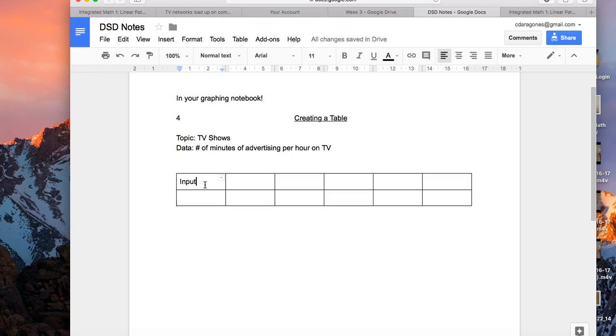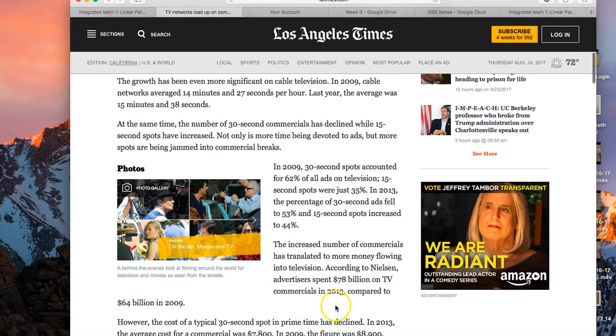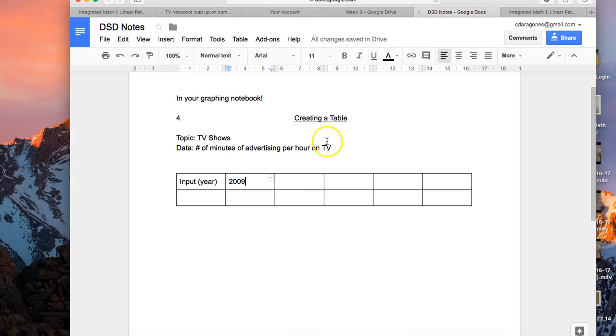For me, my data that I'm looking at is yearly, so the input is actually going to be the year starting in 2009. So unfortunately, I was not able to find information for the years between 2009 and 2013, so all I have here is 2009 and 2013. But we're going to go ahead and address that in a little bit. So I'm going to go look at the data from 2009 to 2013.